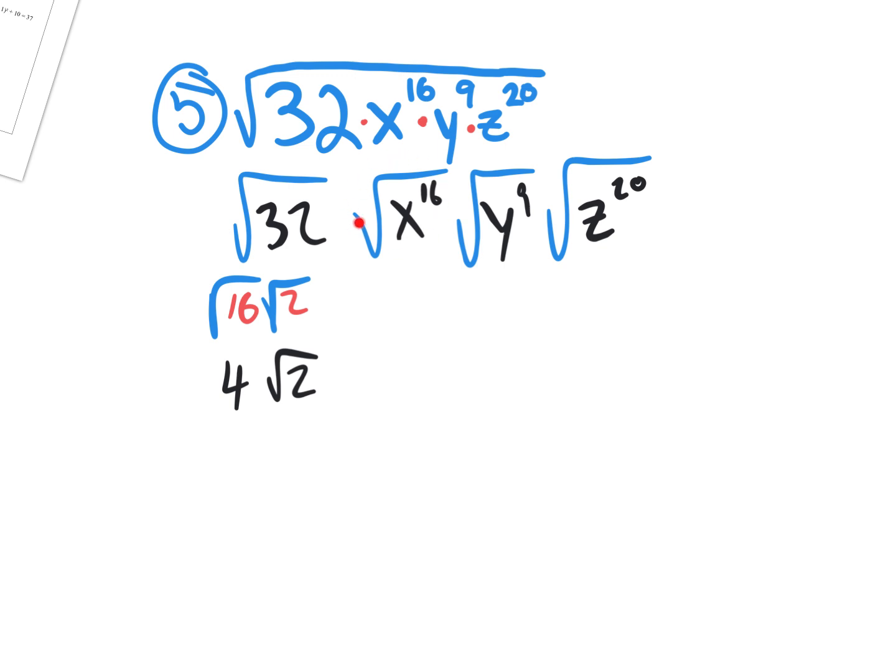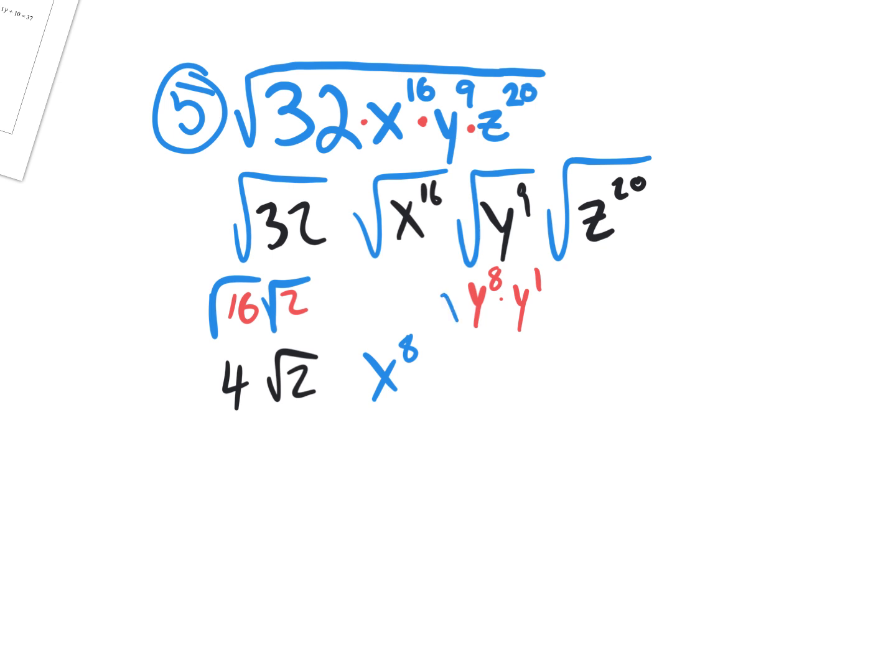Is this easy to do? Heck yes. What is the square root of x to the 16th? X to the 8th. All right. And this one is not an even number. I mean, this is easy because 16 divided by 2 is 8. This is a 9. I would like an even number. What could I do? You have to make it an 8. I could make it an 8 by rewriting it as y to the 8th times y to the 1.